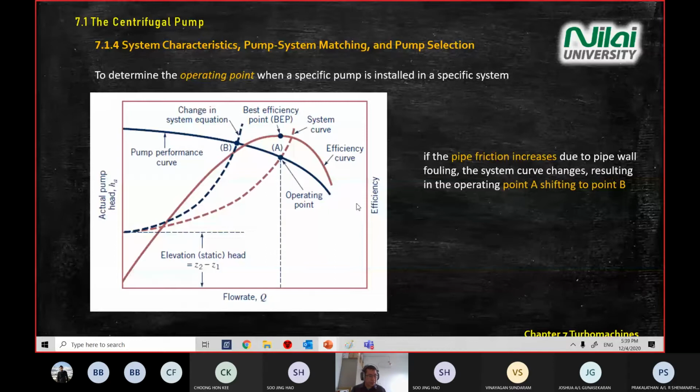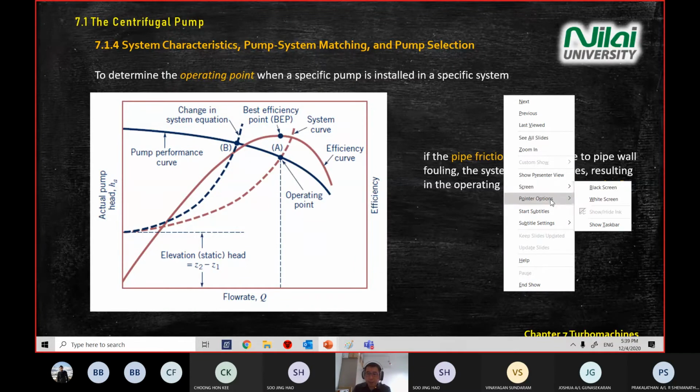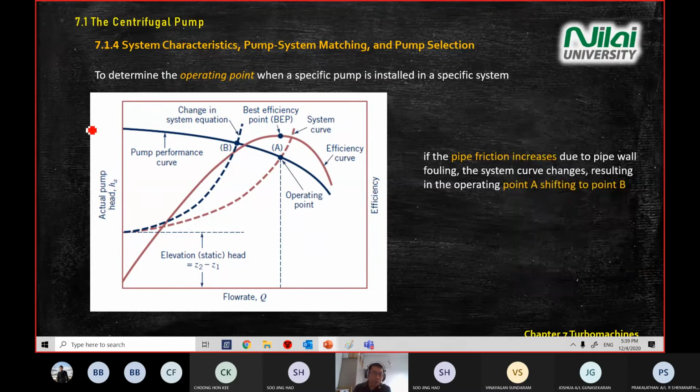Now this is under your hands-up question 12. There's a diagram. There's a standard operating procedure, SOP. I'm going to brief you slowly. So usually you build a graph. You have actual head on the left, HA, versus flow rate Q, and then on the right hand side you have the efficiency.